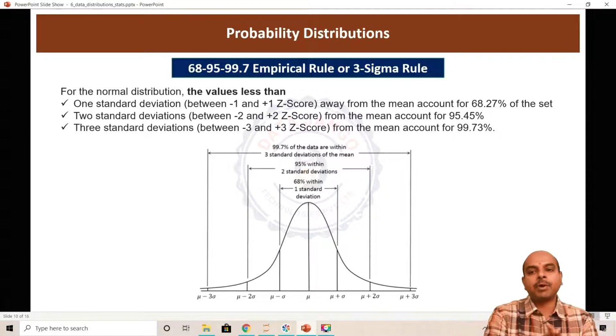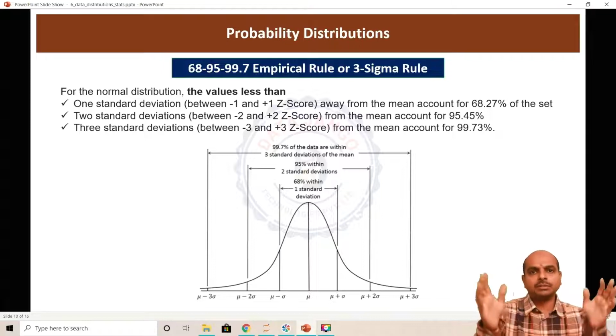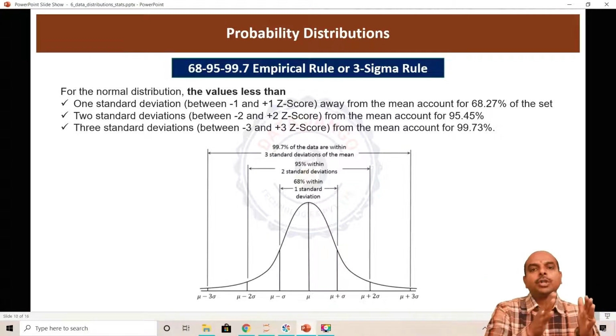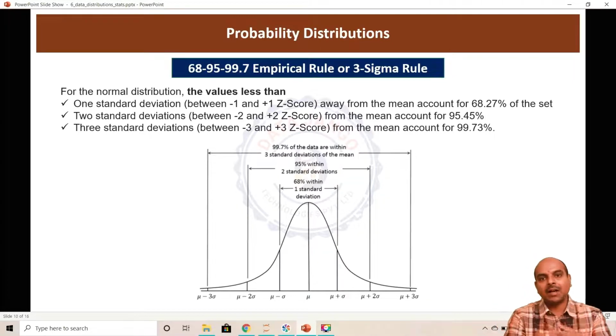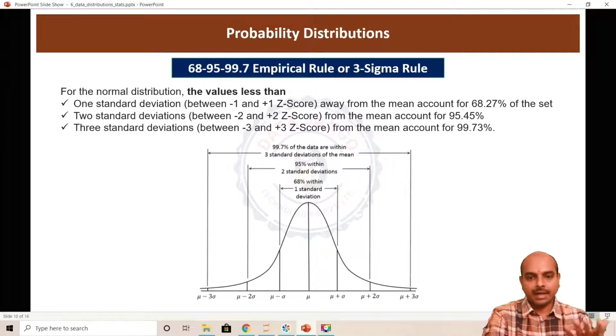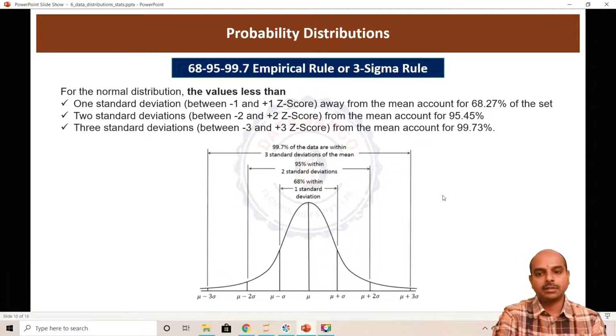And 99.7%, the most of the data is going to be between 3 standard deviations, mean minus 3 into standard deviation and mean plus 3 into standard deviation. So we'll understand all this theory with an example. Let us jump in and understand.